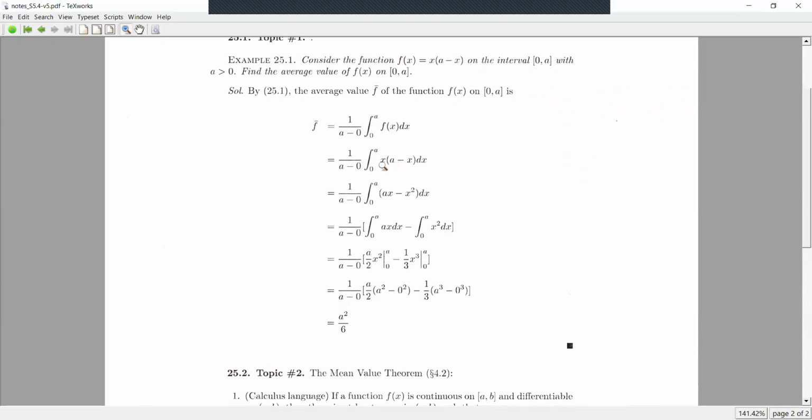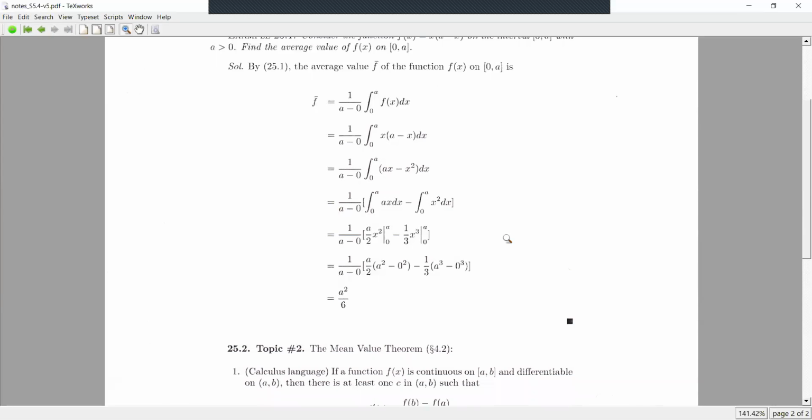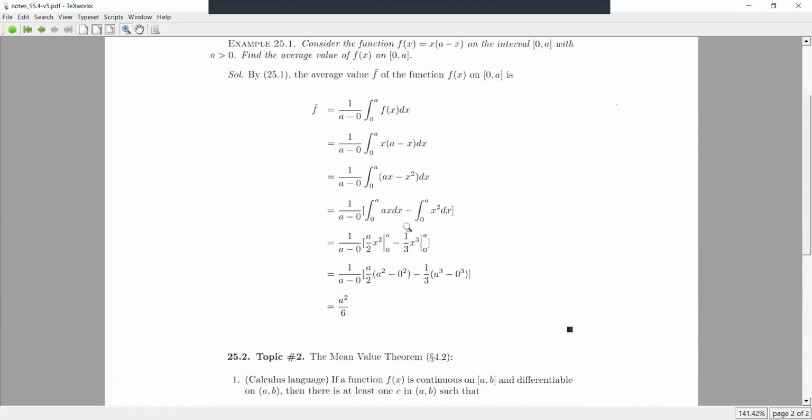The function in this integral is a product. I expand the product, okay, by distributing x to the two terms, a and x, okay. Then apply the difference formula for integral, I get this equation. Okay, now we have two integrals to compute. I compute them by fundamental theorem.